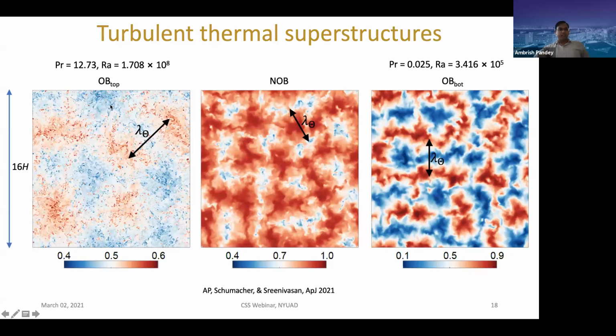And we see that for the simulation corresponding to top Prandtl and Rayleigh numbers, where the Prandtl number is 12 and Rayleigh is 10 to 8, we have very fine thermal structures because of higher Prandtl number and higher Rayleigh number. On the other hand, in the Boussinesq convection at lower Prandtl number, we have coarser structures, as we already discussed. So in the NOB case, our structures correspond to these two cases together.